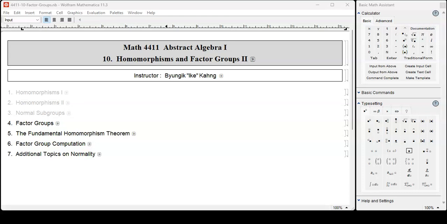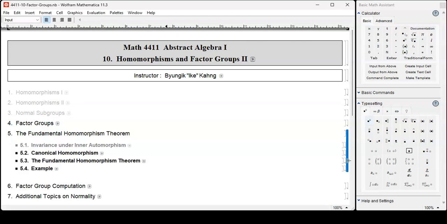Hello students, welcome back. So for lesson 10, we had been studying only the theoretical aspects of factor groups. First, the definition, and then the construction of the group structure, and finally the fundamental homomorphism theorem, along with all the proofs. Now finally, let's consider an example.